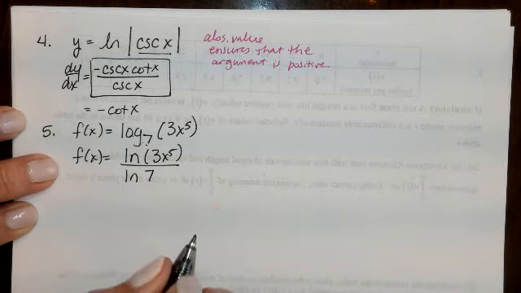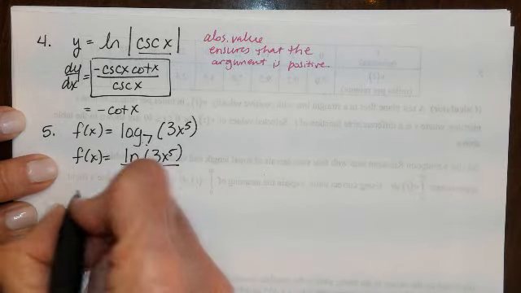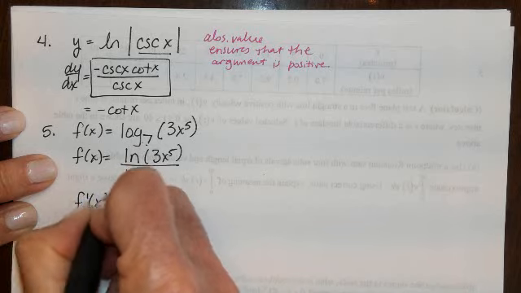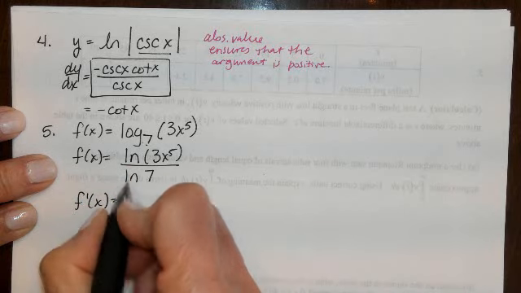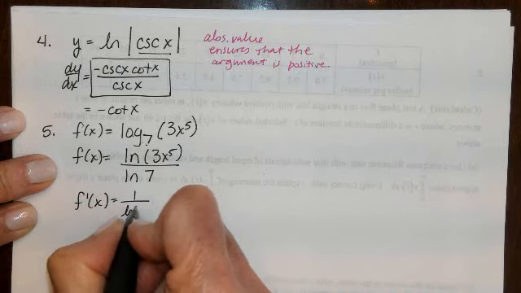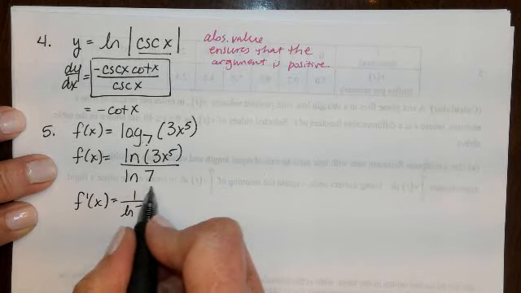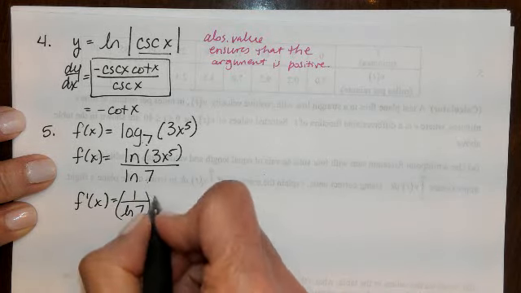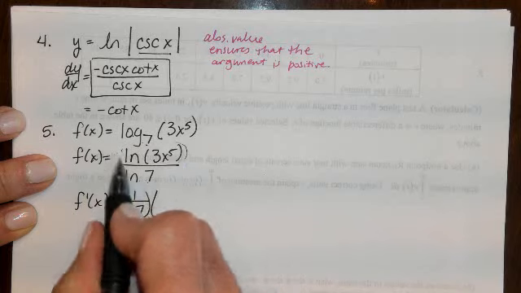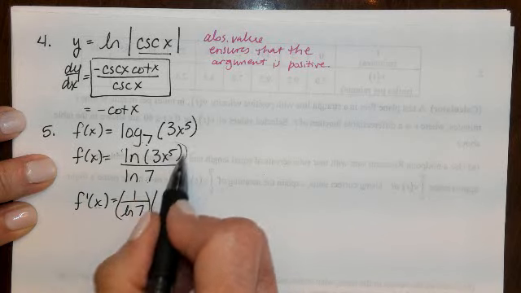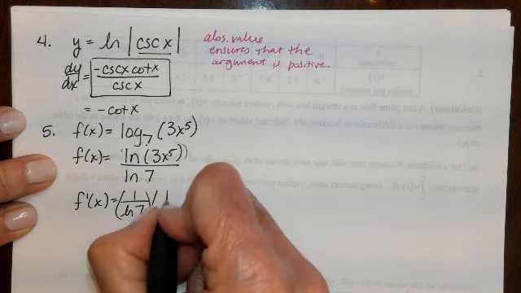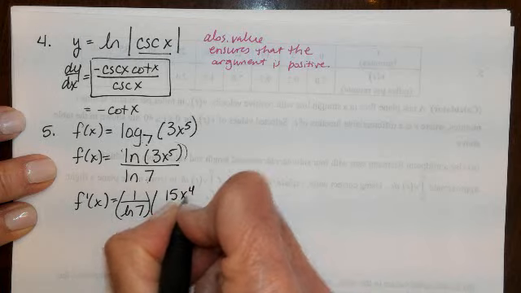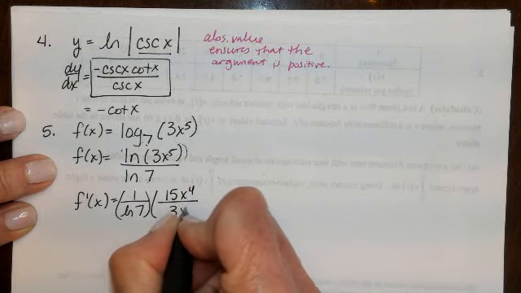So that's still just f of x. So f prime of x, this 1 over ln of 7, I'm going to pull out to the front. And then I'm just multiplying by the derivative of ln of 3x to the 5th. And that would be 15x to the 4th over 3x to the 5th.